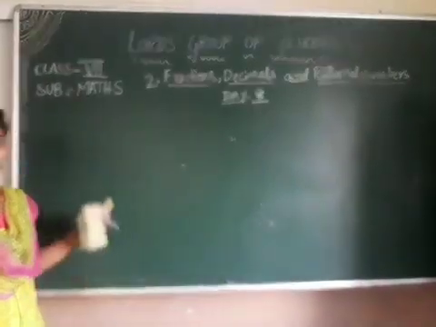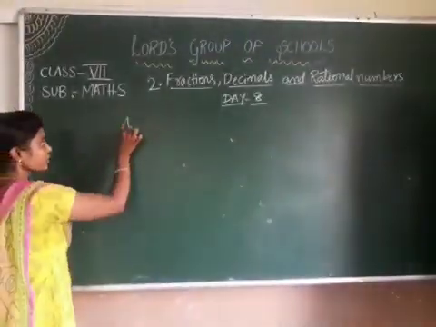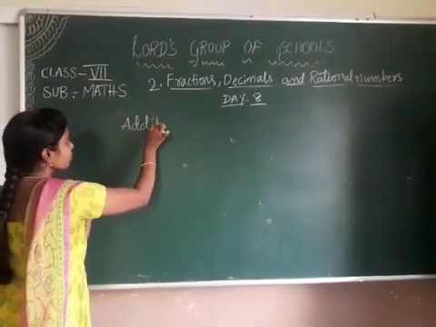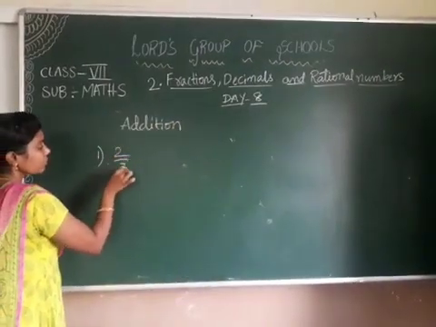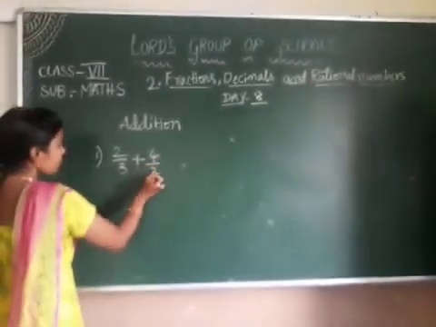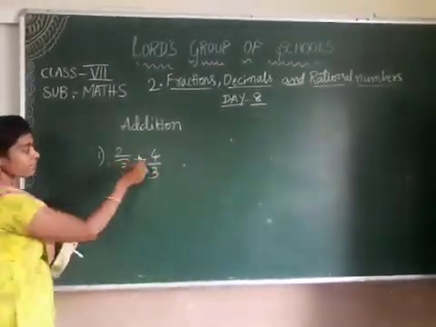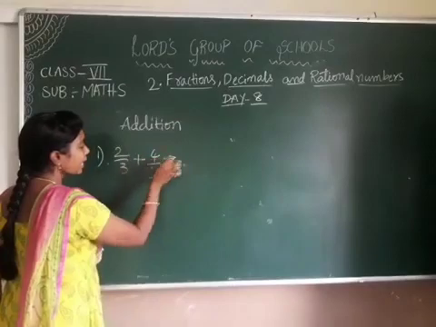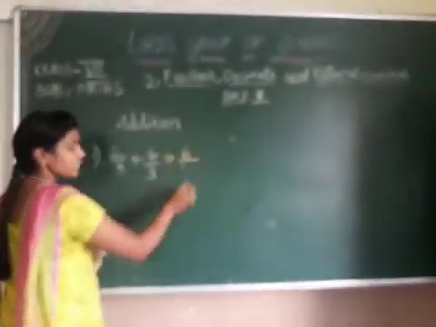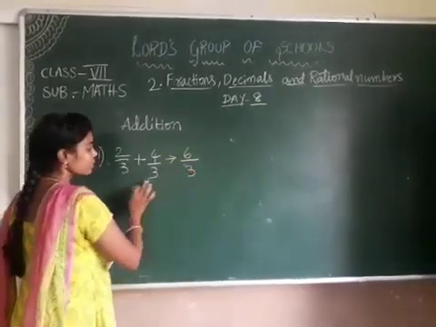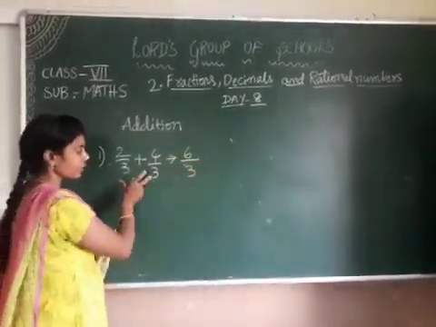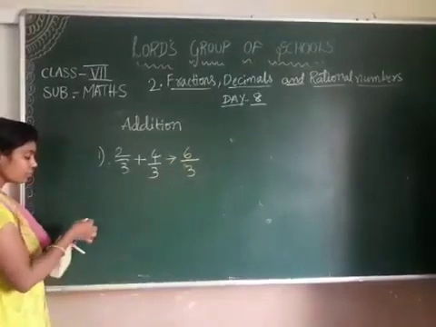Now we will discuss addition and subtraction of fractions. First, addition of like fractions. For the first example, I will take 2 by 3 plus 4 by 3. Adding like fractions is very easy. Add the numerators and write the answer, and then take the common denominator which is there. We call these like fractions, with the common denominator in the denominator position.